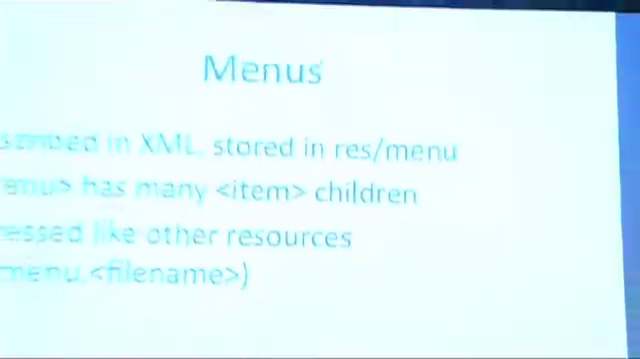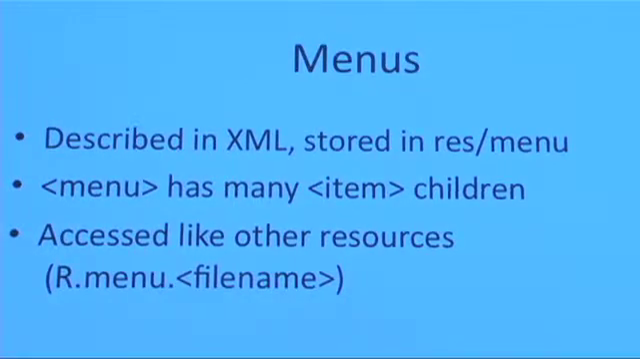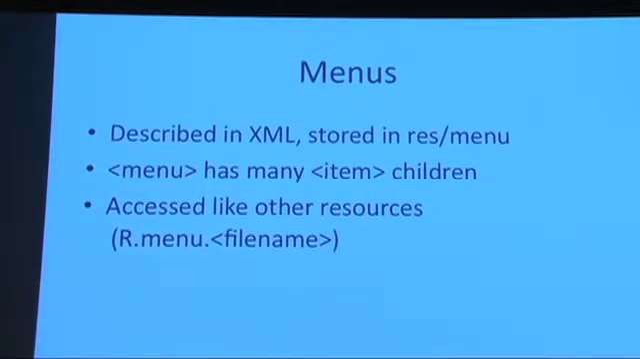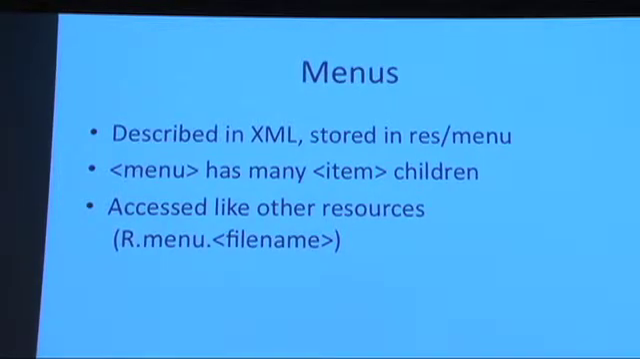Okay. So menus are when you press the menu button and you get a list of things that show up. These are described in XML, stored in the res/menu folder. This isn't an automatically created folder within Eclipse. So when you create this folder, you have to right-click on the resources folder and create a new folder called menu. When you have the XML, you create it as you would, and you have a menu as the root element, and inside, your children elements will be different items. We can go over an example later in this section.